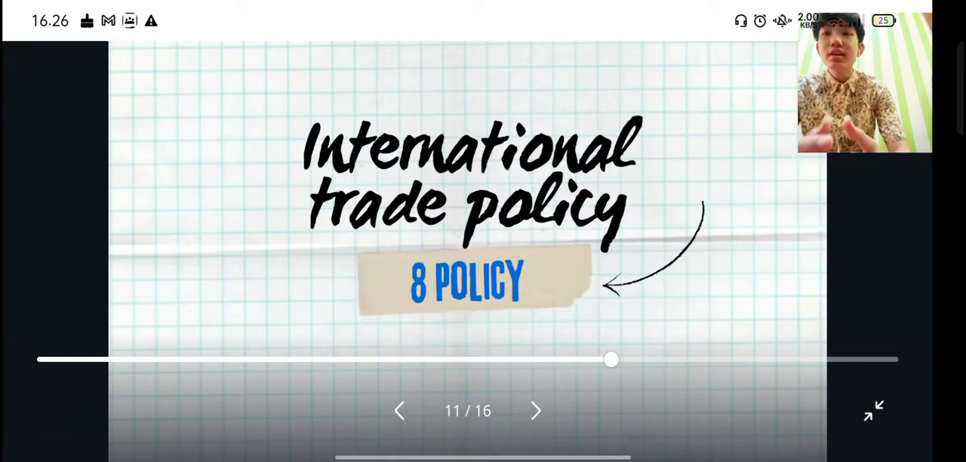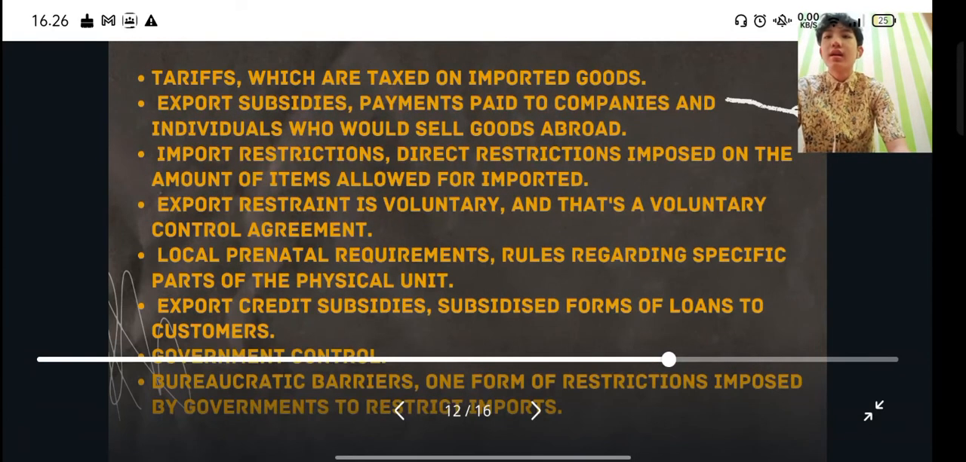And we go to international trade policy. In international trade policy, there are eight policies, and that is a tariff, which is a tax on imported goods; export subsidies, payments paid to companies and individuals who sell goods abroad; import restriction, a direct restriction imposed on the amount of items allowed to be imported; export restraint, which is voluntary, a voluntary control agreement.